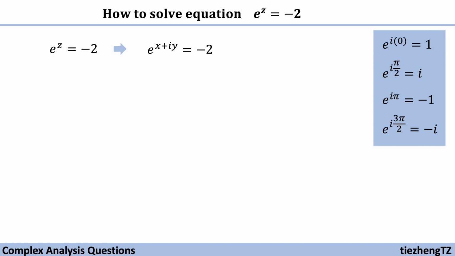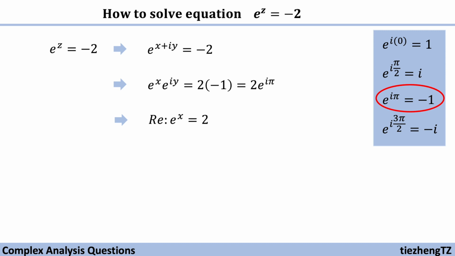And since in our equation we have e to the power z equals -2, we know we should use the third one here. Alright, so now let's substitute into our equation. We change the form into e to the power x times e to the power iy equals 2 times -1. And then we change -1 into e to the power i pi.